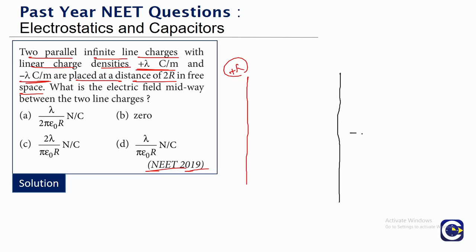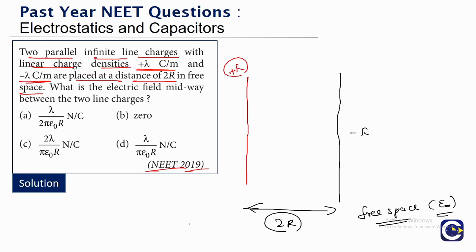This one has the minus charge. What is the separation between them? It is given as 2r. They are kept in free space, which means we have to take the permittivity of vacuum or free space. That is why they have mentioned that they are kept in free space. What is the electric field midway between the two line charges? Midway means exactly from this side it will be distance r, and from the other side it will be distance r.